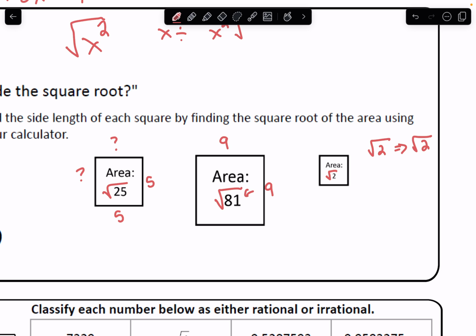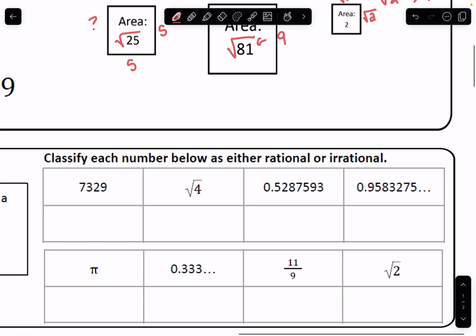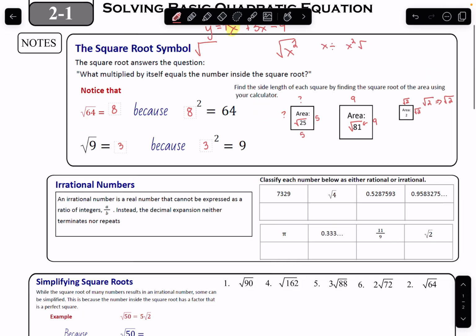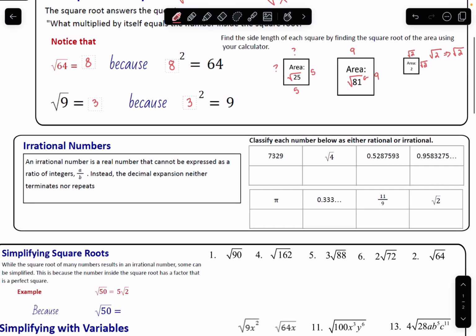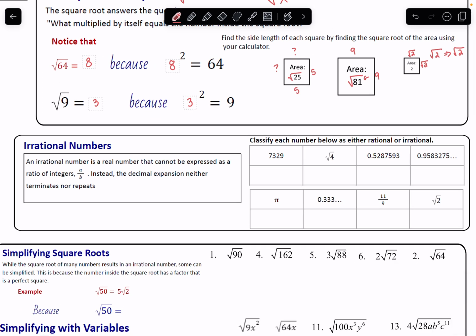The sides of this square are the square root 2 and the square root 2. It's just not a nice number, so it doesn't turn it into one. What you're getting is what is called an irrational number. So you'll get this sometimes when you're doing square roots.